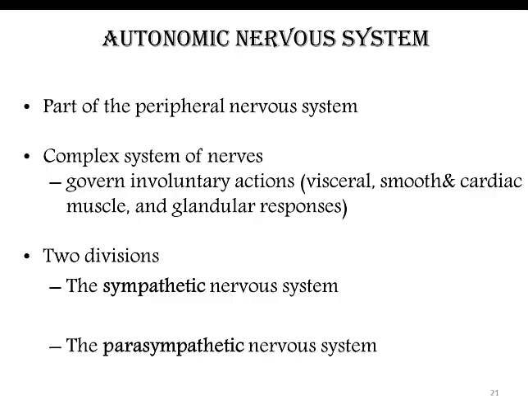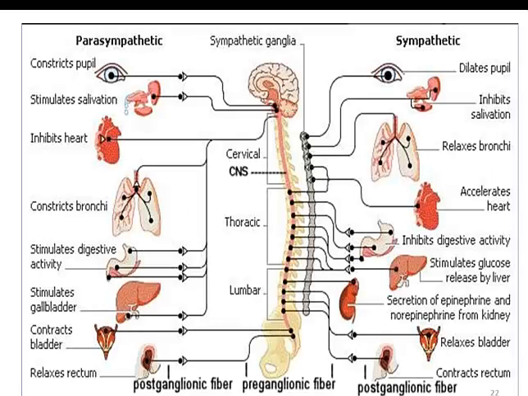There are two divisions. Fibers of both affect the same structures with opposite effects. So the sympathetic nervous system is the fight or flight response, and mediates stress. And the parasympathetic nervous system, including acetylcholine, conserves and restores energy. This slide is also for your information. You should be familiar with it.